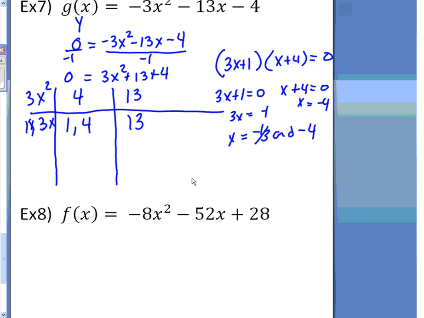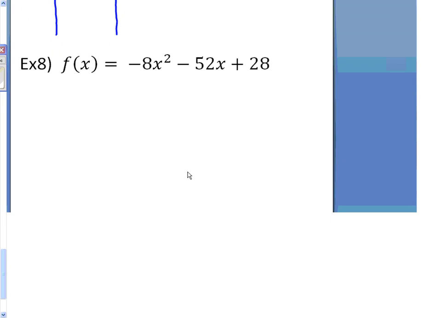All right, last problem. This one, if you were doing this one, I would probably stop the video and go try this problem yourself to see if you can get it right. Because if you can get this right, you can probably do pretty much anything on the homework assignment tonight. So let's go ahead and try this last one.